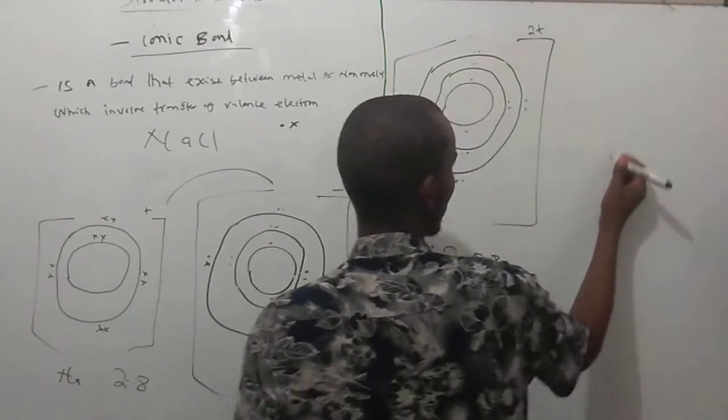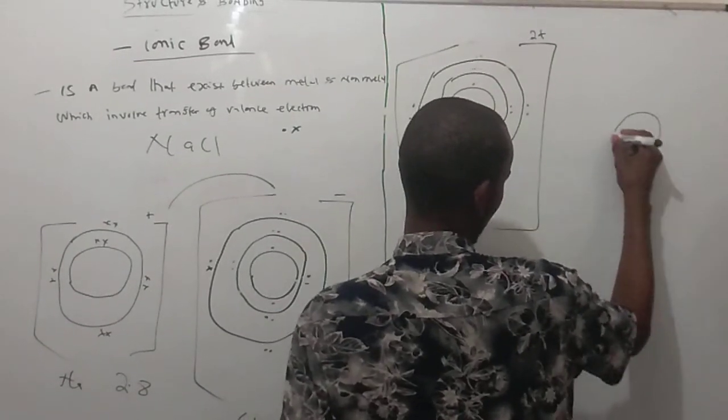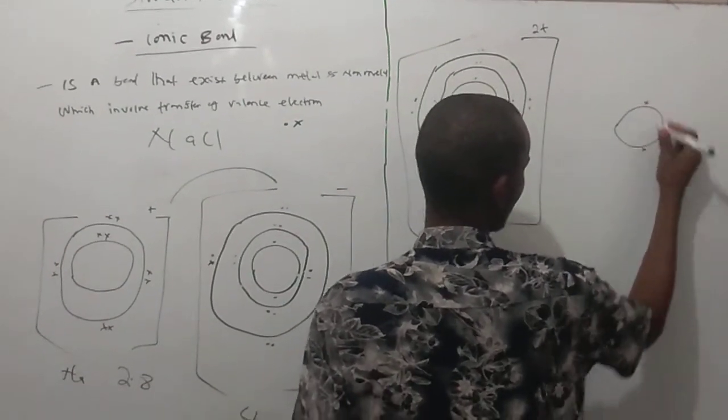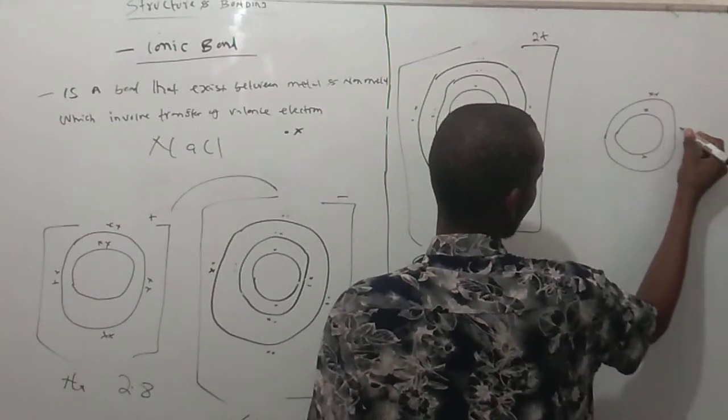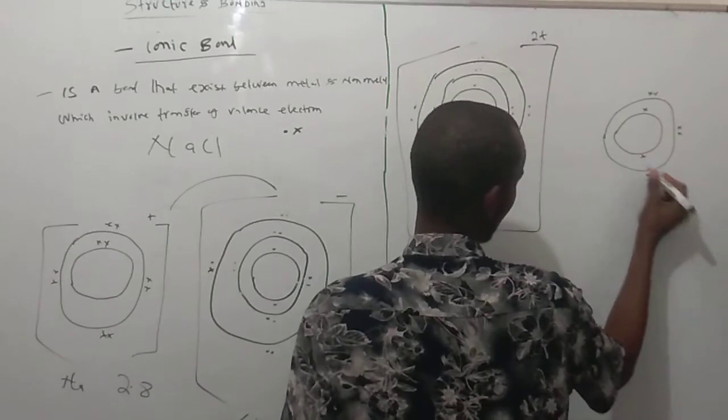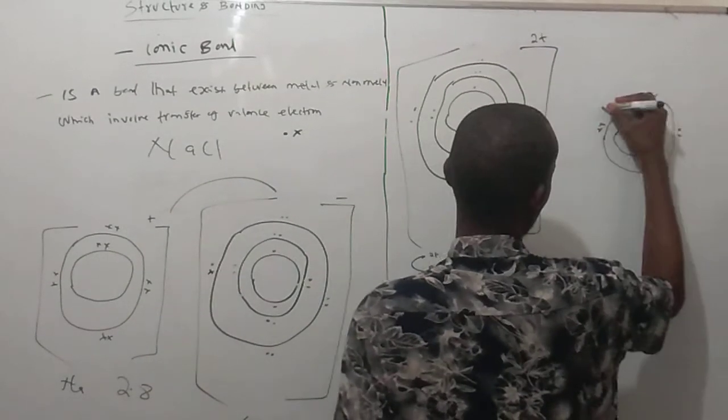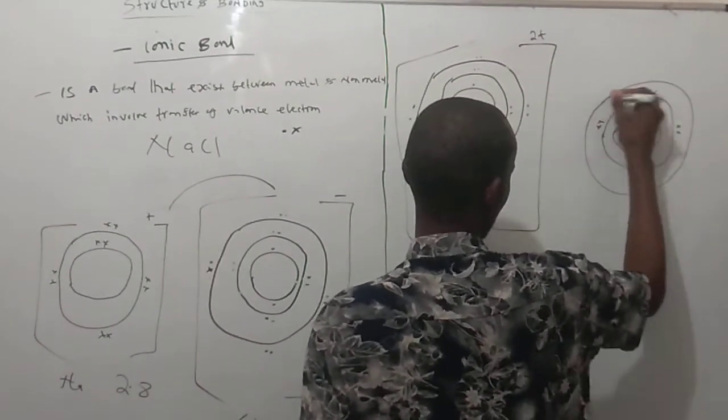So let me draw the chlorine here. I have the first electron, the first 2. Then the next will have 8. Next will have 8. Then the last one will also have 8.